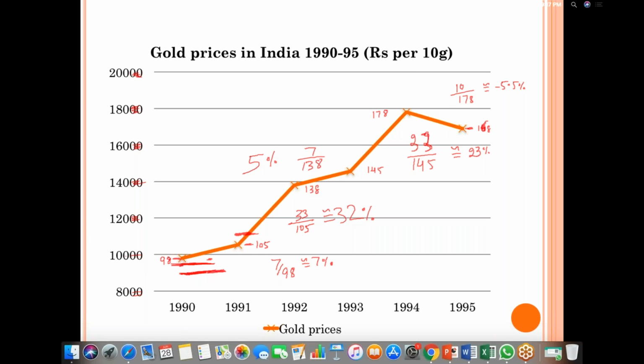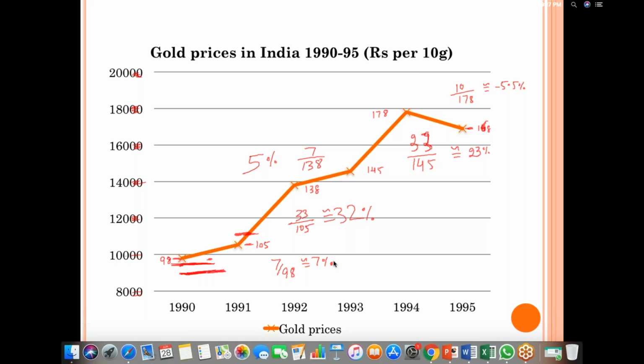733, please explain. See, this is 7 by 98, so it doesn't matter much. It will be 7% only, or maybe you can write 7.2%. Then 33 changes from 105, so you can take 32, right? Because it is 5% less, or 31.5 can be a better approximation.